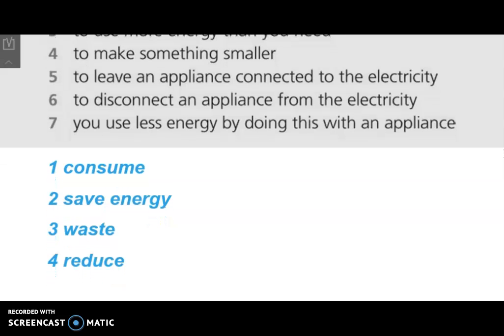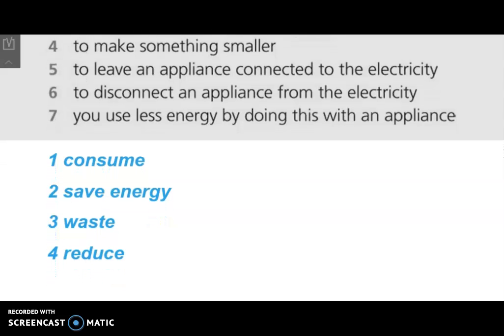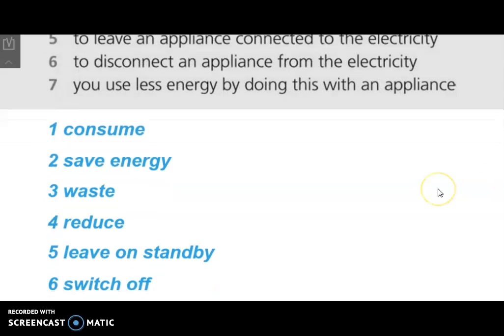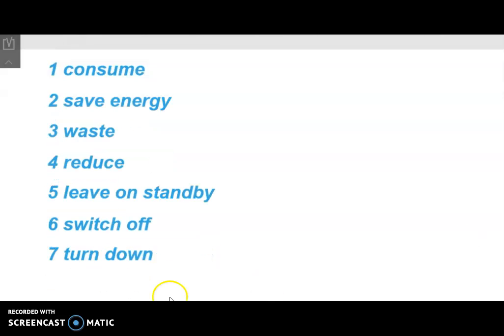Number 5, to leave an appliance connected to the electricity, which means leave on standby. Number 6, to disconnect an appliance from the electricity, which means switch off. Finally, you use less energy by doing this with an appliance, which means turn down.